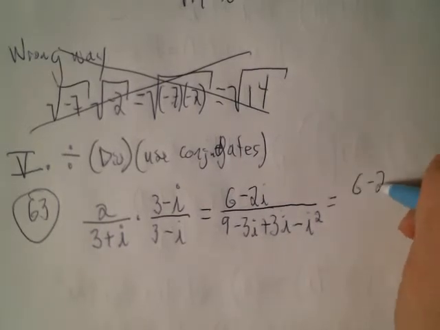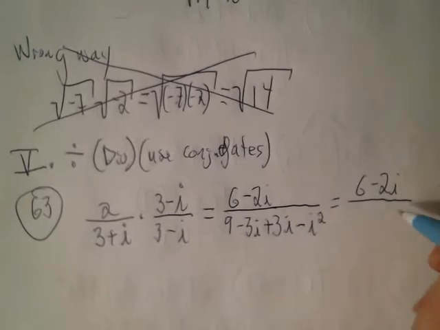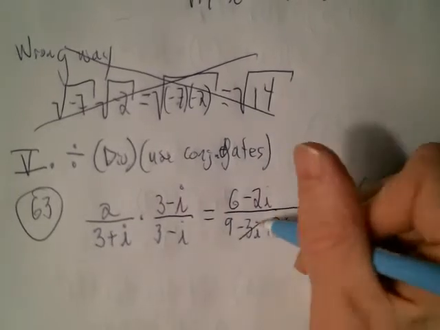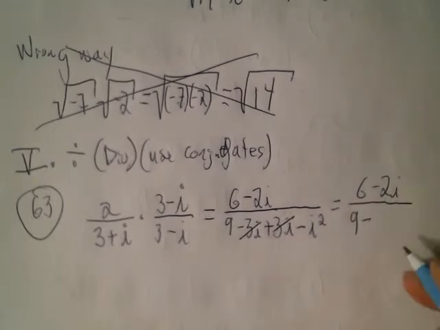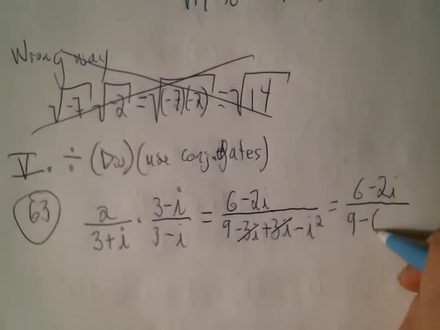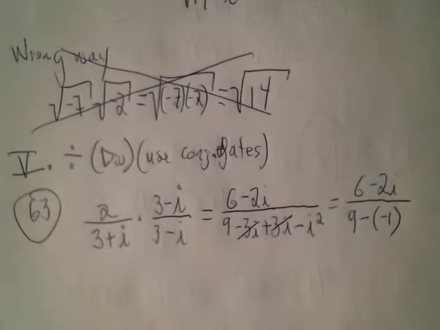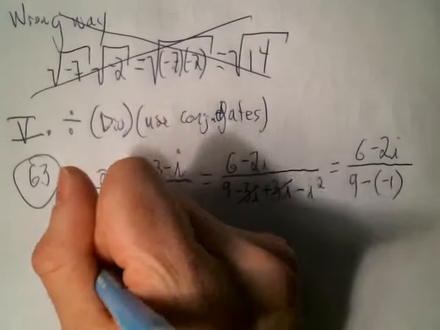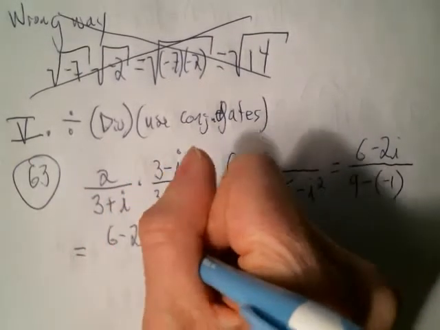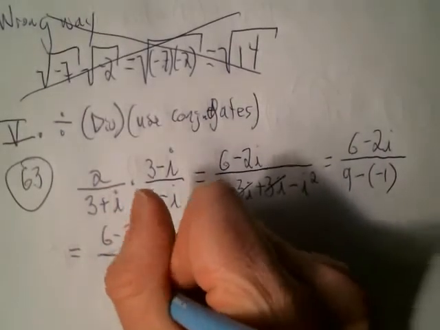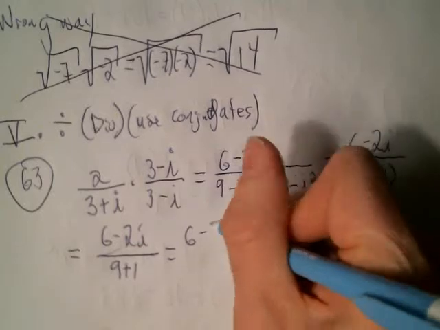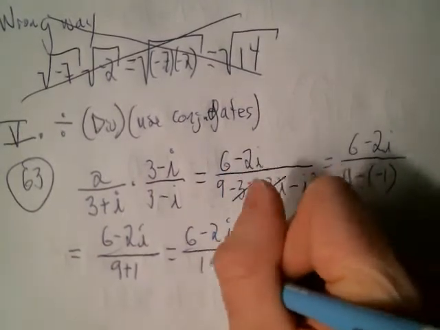Okay, so I have 6 minus 2i. And in the denominator, well, a nice thing happens, right? The 3i's cancel, and I have 9 minus i squared, but we always replace i squared with negative 1. Then you have 6 minus 2i all over 9 minus negative 1, which is the same as 9 plus 1. And that, of course, is 10.